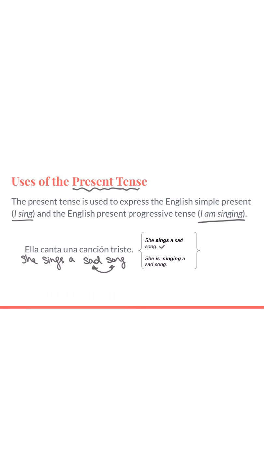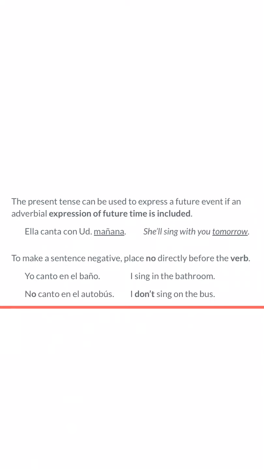But depending on the context of the conversation, it could mean this present progressive tense of she is singing a sad song now. The difference between the two is really minor, and I don't think we should get too hung up on it because essentially it's expressing the same thing here. So here we go. All right, so the present tense can be used to express a future event if an adverbial expression of the future time is included.